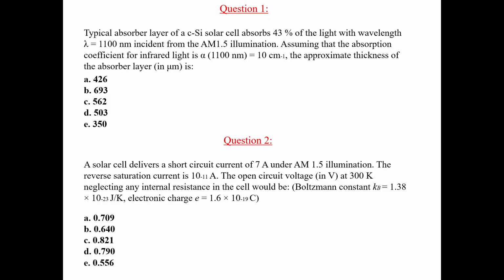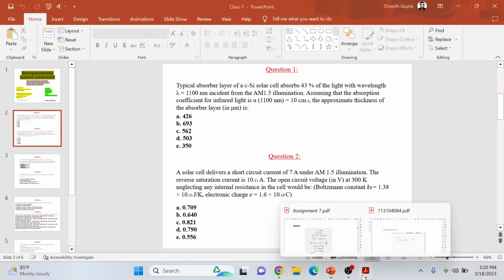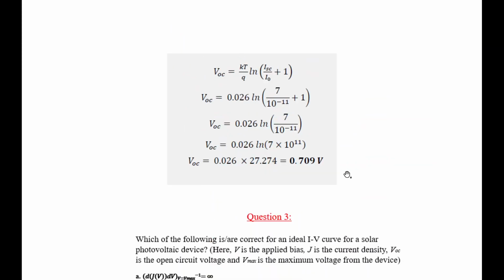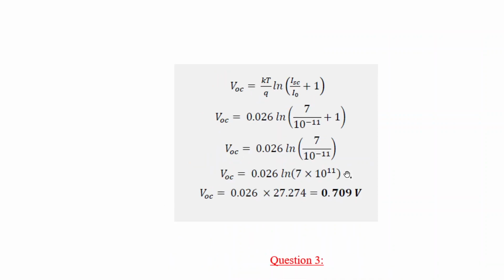Okay, so Gaurav, I'm showing you the solution. So this is a solution. We know the formula as Voc equals kT by q ln(Isc over I naught plus 1), as Mele said. kT by q, we know the direct value is this, ln 7 over 10 to the power minus 11 plus 1. So it comes out like this, and if you see, it will be around 0.026 cross 27.274, which is 0.709 volt.